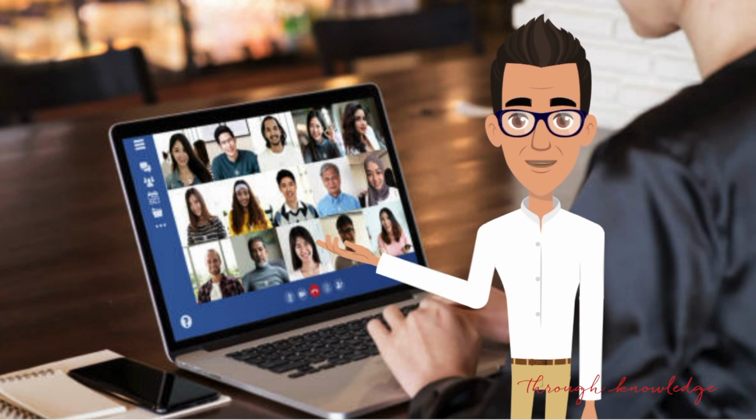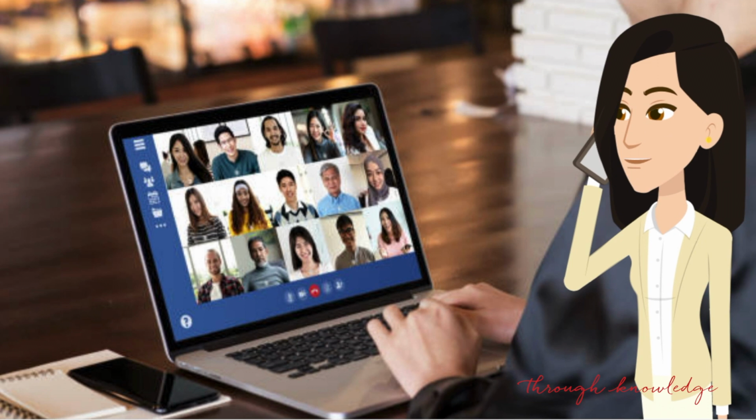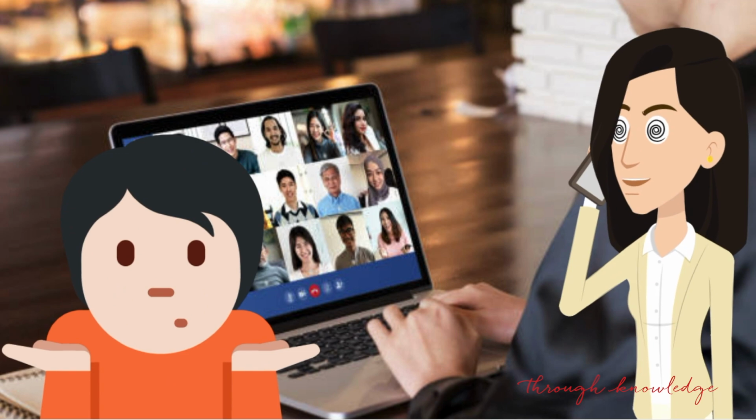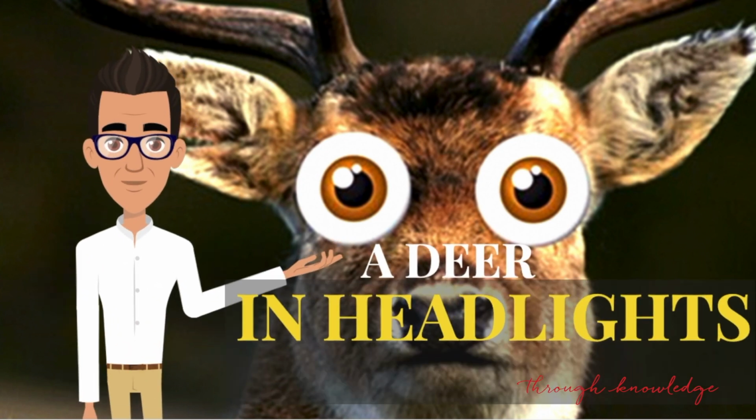Picture the scene. You are assisting someone over the phone, but for some reason you don't understand what you just heard. You freeze, your mind goes blank, your eyes get big, and all you can think is, "What?" In English, there's a great idiom to describe that moment. Do you know it? To be a deer in headlights.